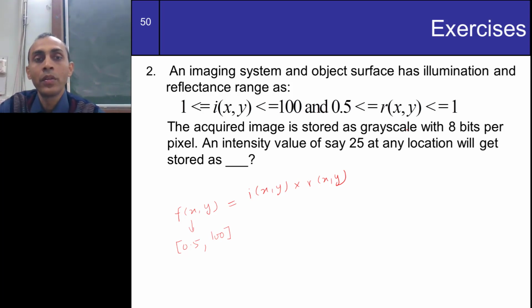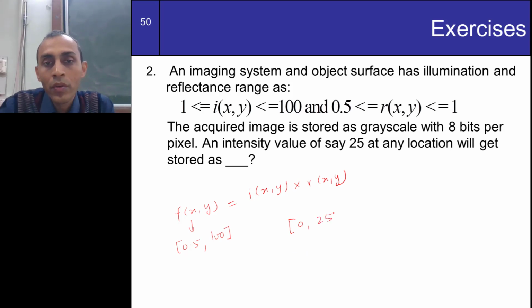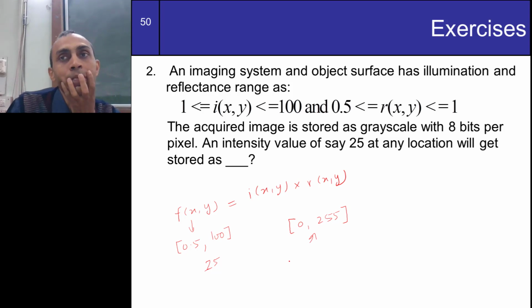Now the question says that the acquired image is stored as grayscale with 8 bits per pixel. That means our intensity values range will be from 0 to 255. We are storing only positive values. Now an intensity value of, say, 25 at any location on the surface will get stored as what intensity value? A value of 25 from this range will get stored to what intensity level in this range?